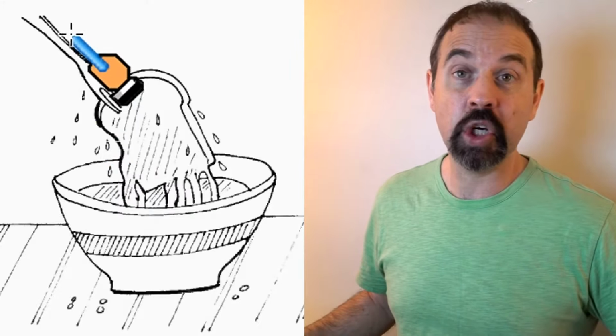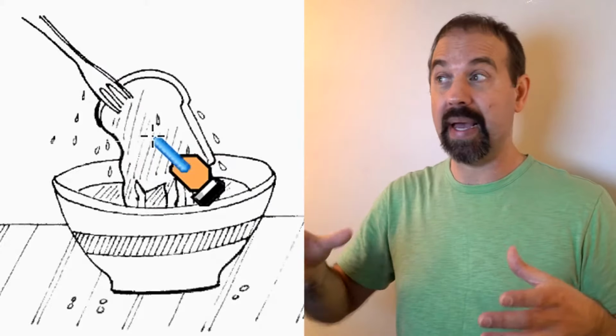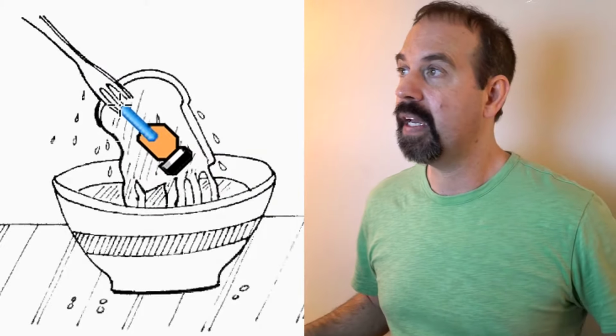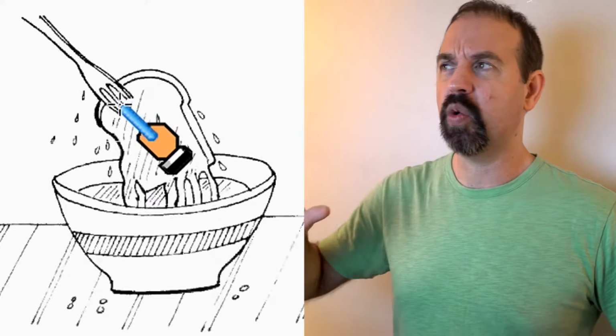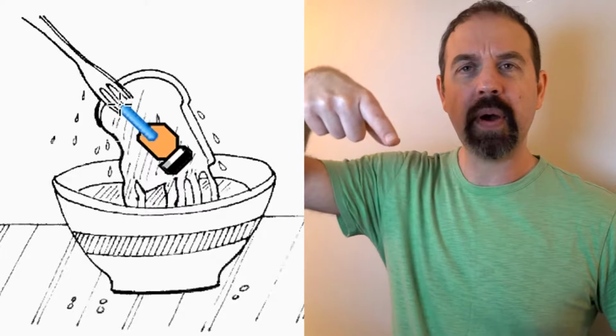In the fourth image, we're going to dip the bread into the mixture. It looks like this person has a fork, but it would be hard to grab on with a fork, so they're probably tongs.